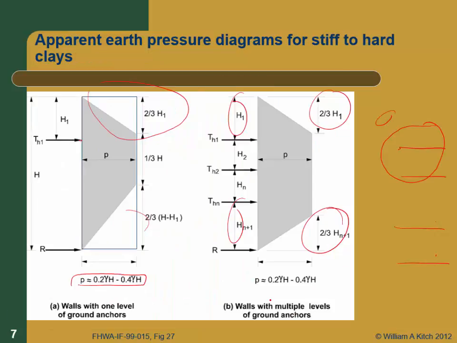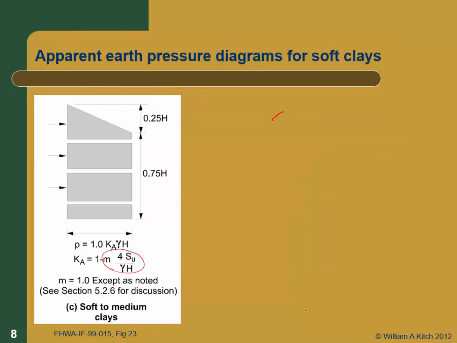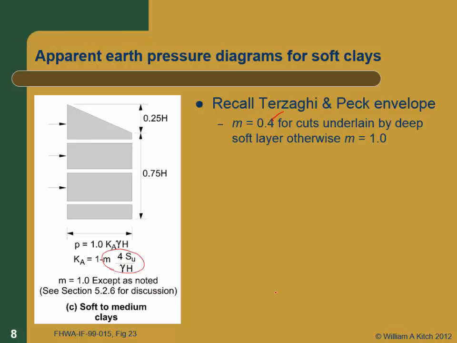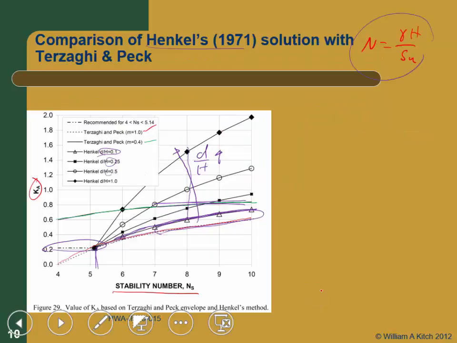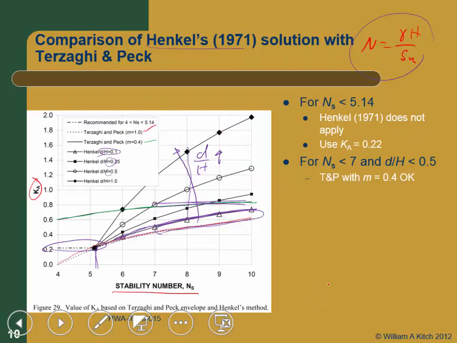And then for the stiff to hard clays, you're going to be using these values for the envelopes. Remember, the stiff to hard clays are the ones where you have very little data. They don't need a lot of support anyway because they are stiff. And then for the soft clays, we're going to use this diagram, but the Ka that you're going to use, you should be following this procedure.